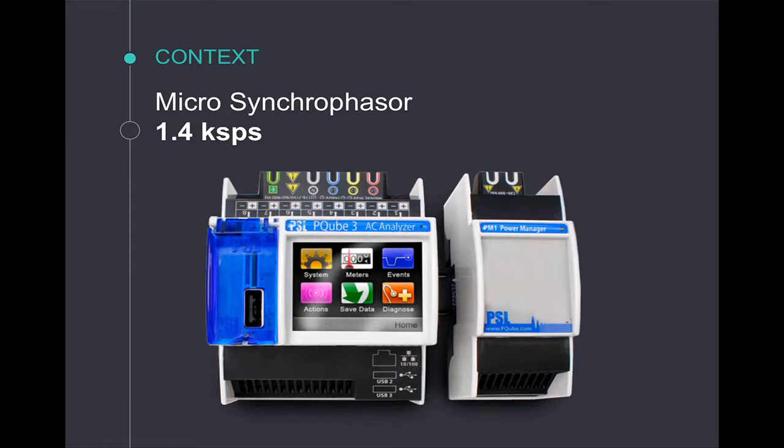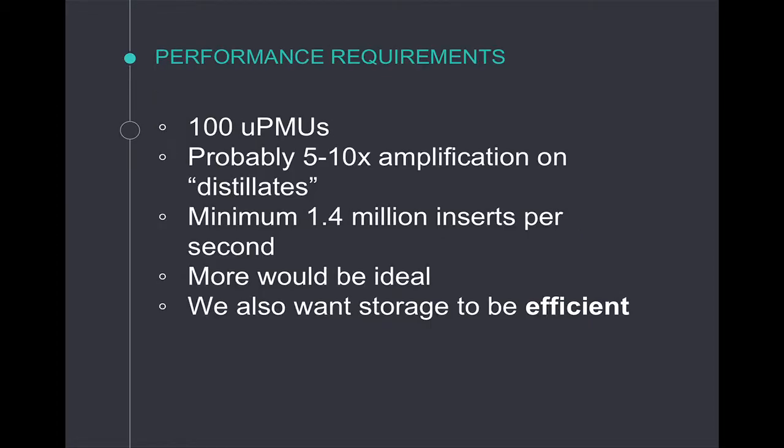The Micro-synchrophasors for Distribution Systems project has given us a bunch of devices that we're deploying around the state in distribution systems that measure power data. They output extremely precise and very dense data at 1.4 kilosamples per second per device. At the start of the project, they came to us and said, we're probably going to deploy about 100 of these. So that's 12 streams per device, 100 devices, and probably 5 to 10 times amplification on distillates and analysis on that data. So what we needed was a minimum of 1.4 million inserts per second, which is something that we couldn't get out of even an ensemble of existing technology. Obviously more would be ideal, and this is going to be a project running for a while, so the storage has to be efficient as well.